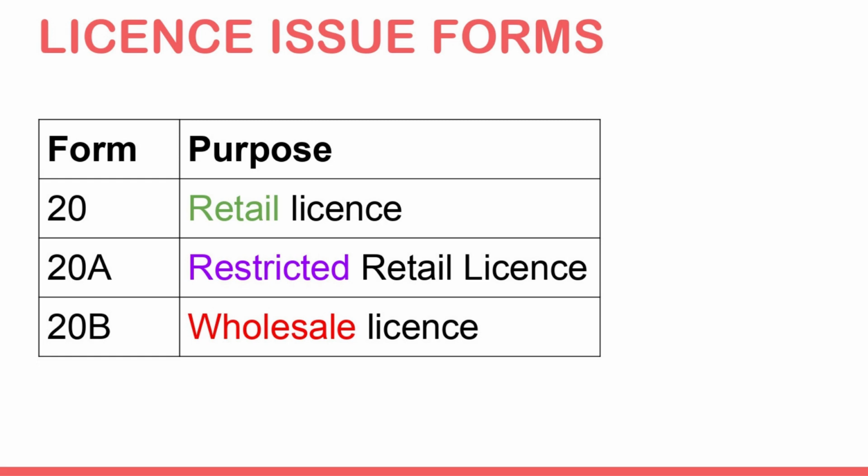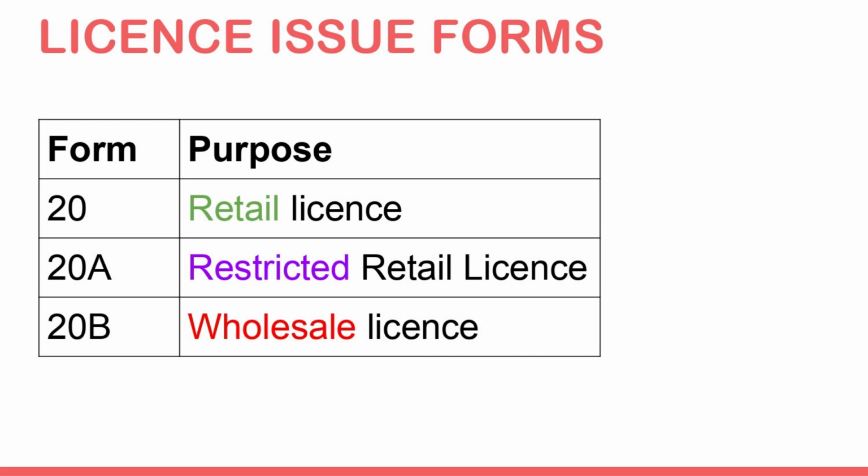Now we will see the license issuing forms. As mentioned earlier, form numbers 20 and 21 are related to issue forms. If it is simply form number 20, then it is the license issue form for retail sale of drugs. If it is form number 20A, it is the license issue form for restricted retail sale of drugs.